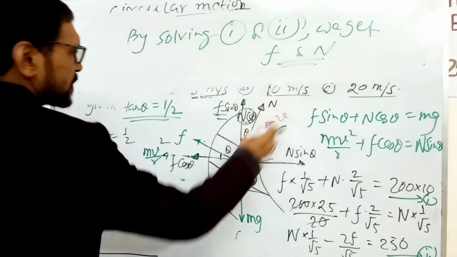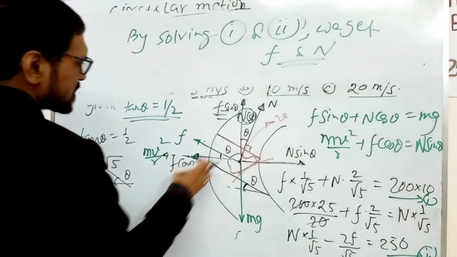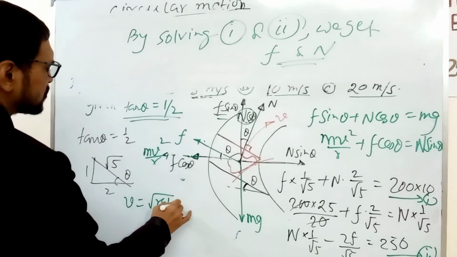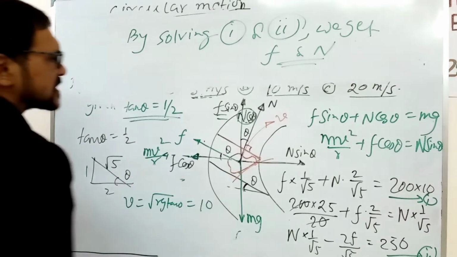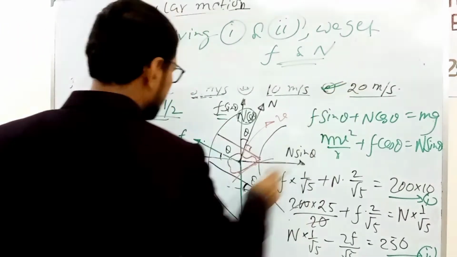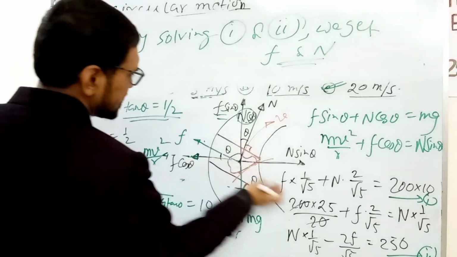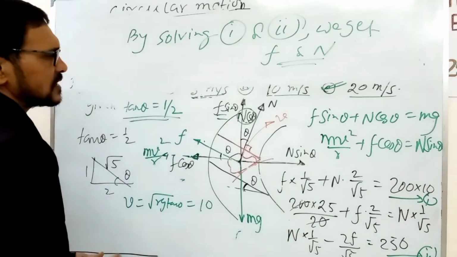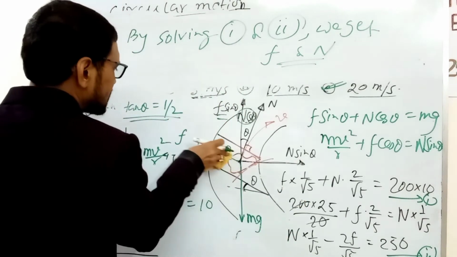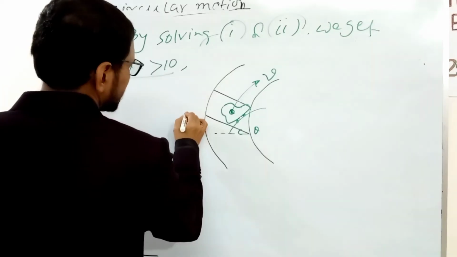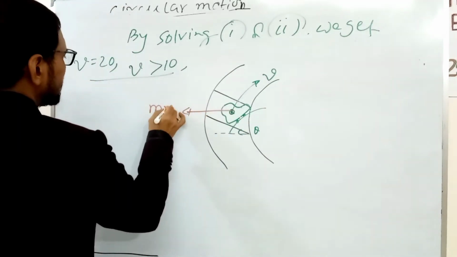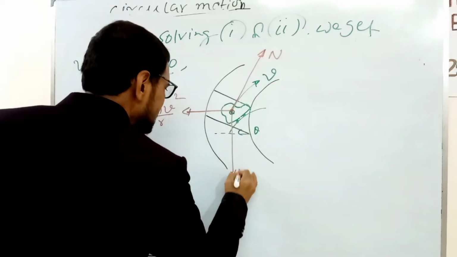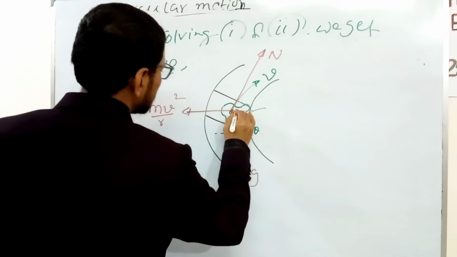This is now for 20 meter per second. When velocity is maximum, then we reverse the friction force here, because v equals root over rg tan theta. From this we get v equal to 10 meter per second. Velocity 20 is greater than 10. So now friction force acts in this direction, because here centrifugal force is more, so friction force acts along this direction. So when the friction acts along this direction, what is the equation? It will be more value of mv square by r. Normal reaction acts in this direction, weight acts in this direction, so centrifugal force in this direction.